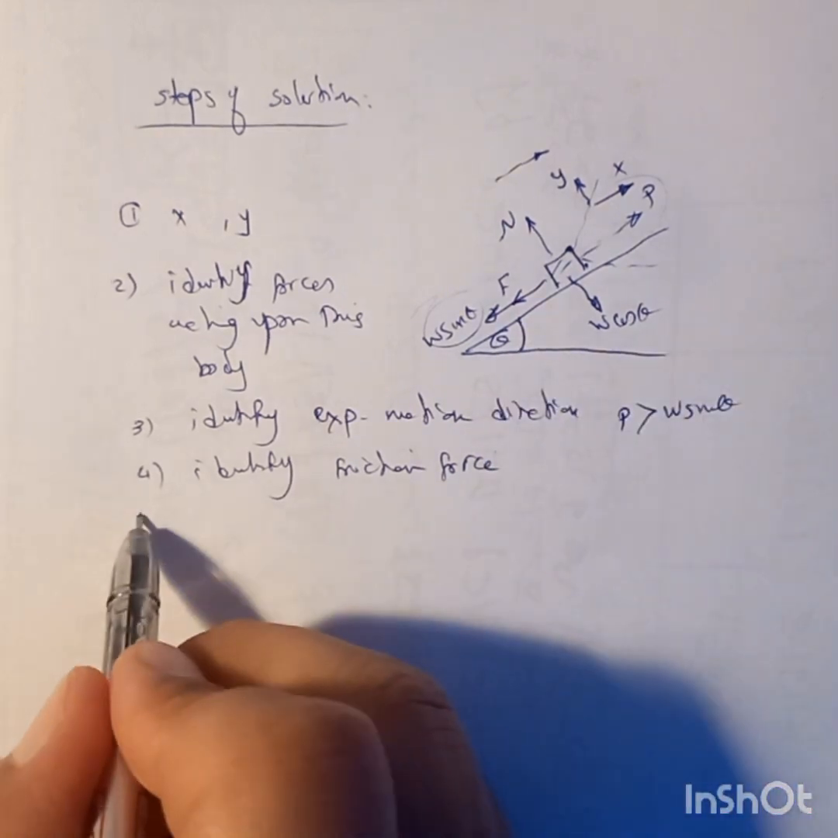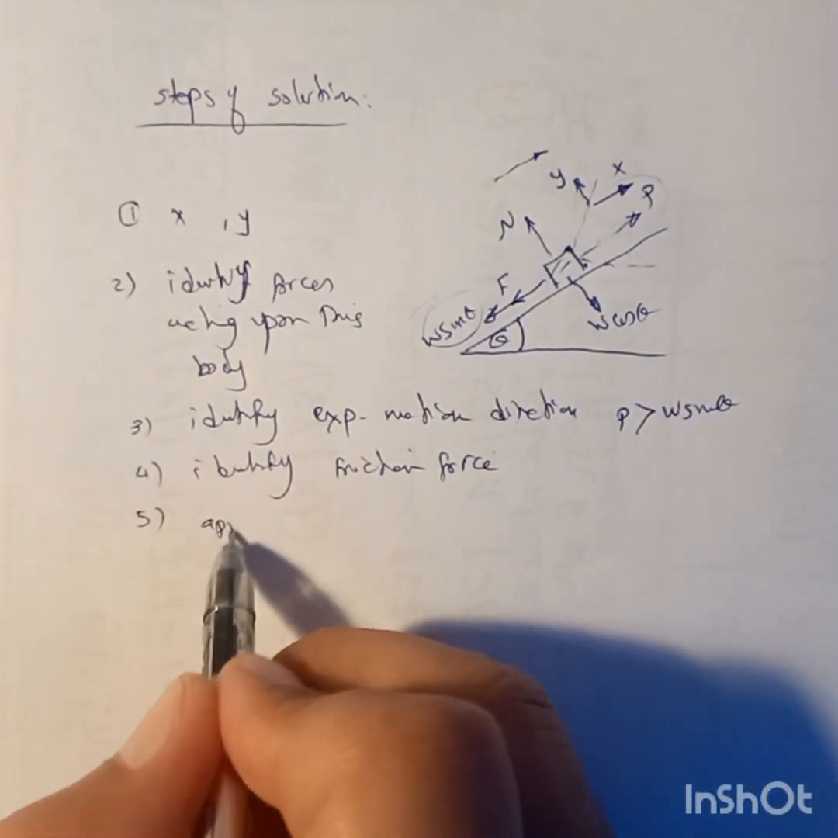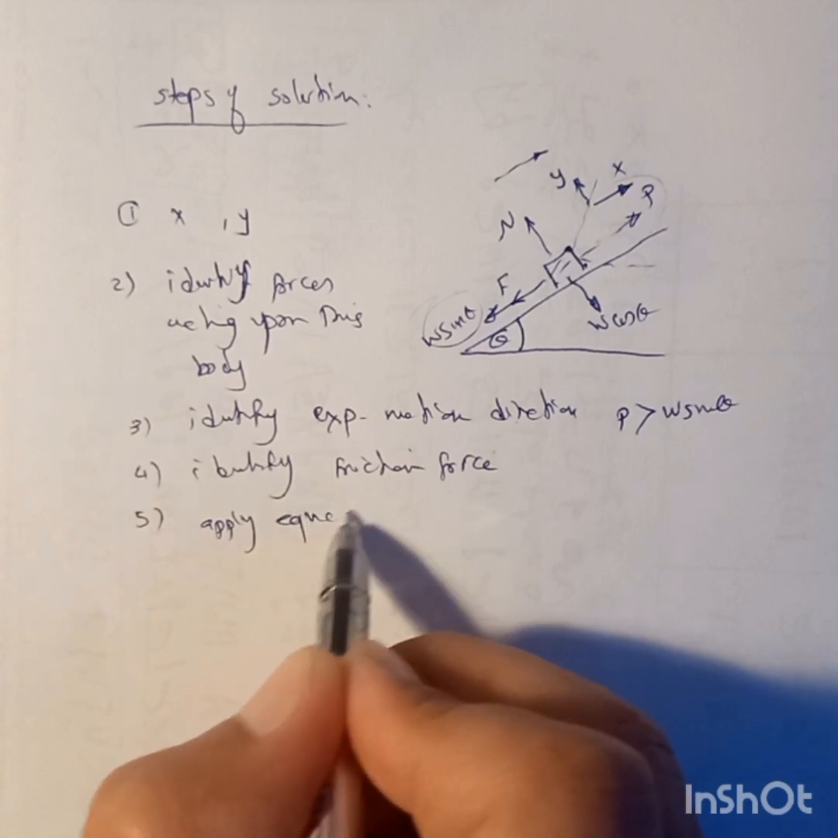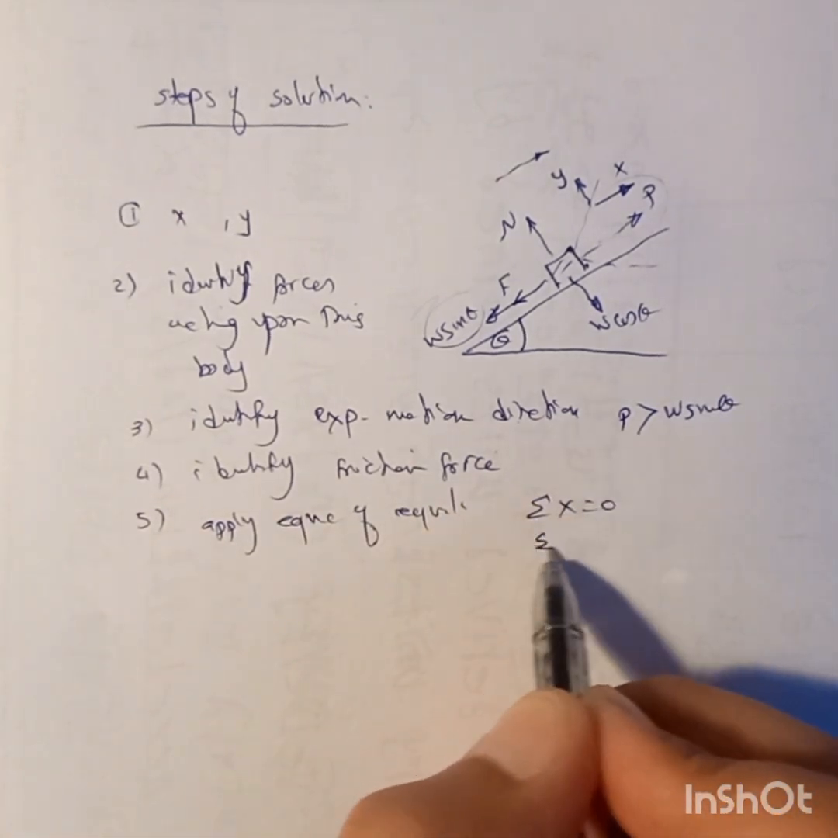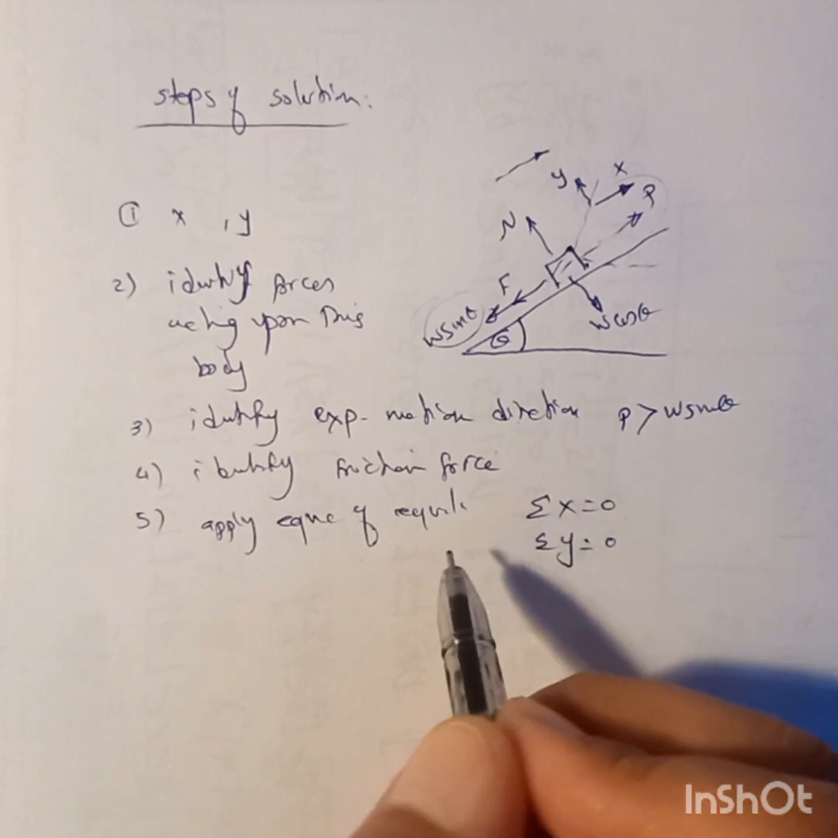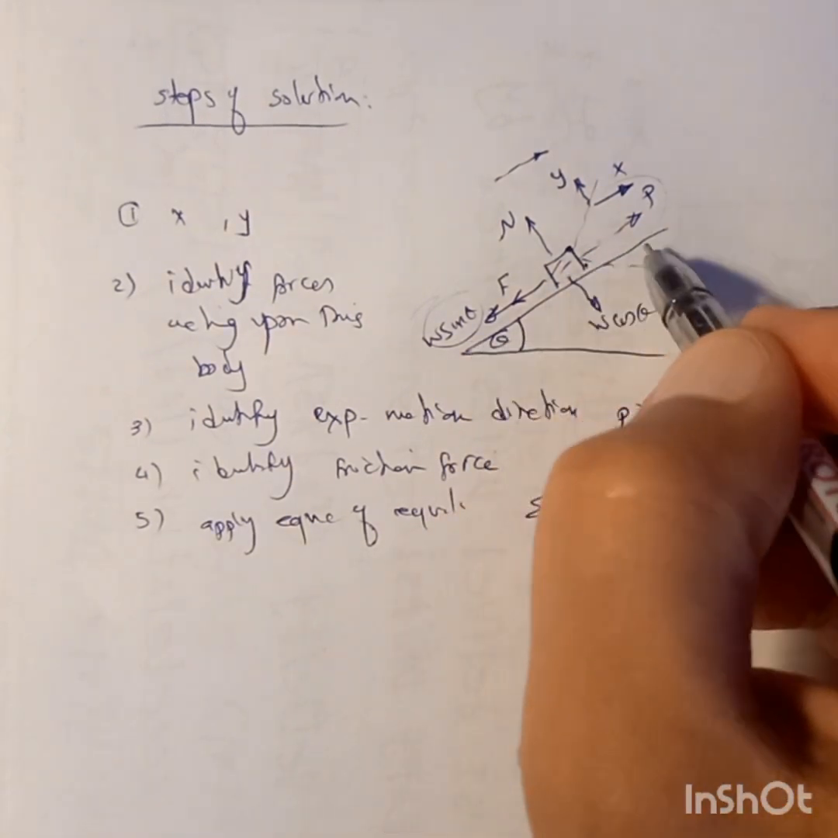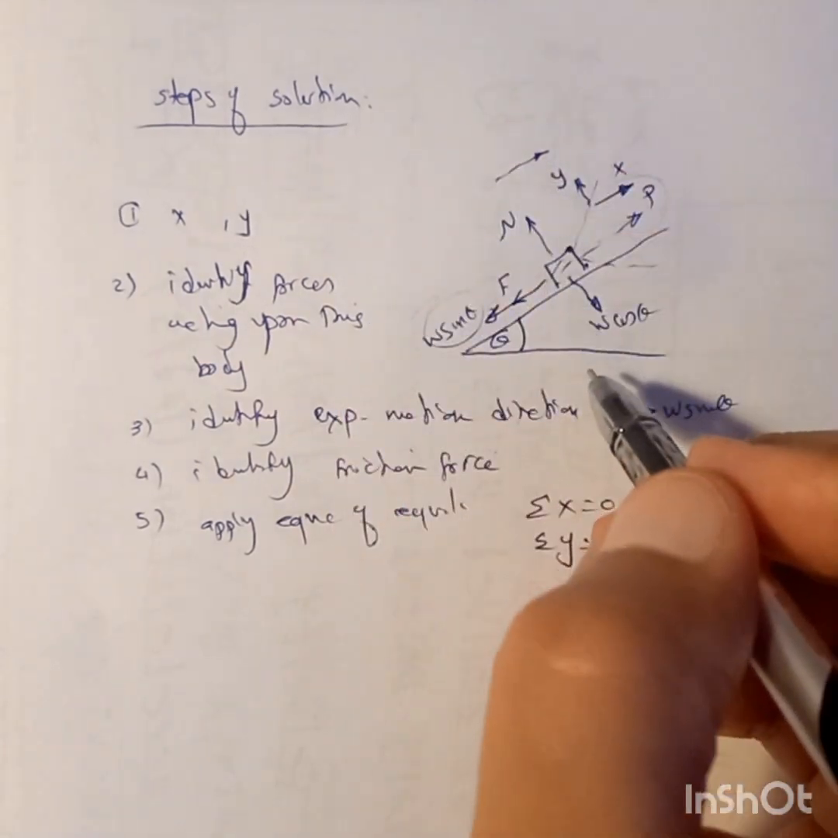Then finally we have to apply the equations of equilibrium: summation of x equals 0 and summation of y equals 0, where x is the direction parallel to this inclined plane and y is the perpendicular direction to this inclined plane.